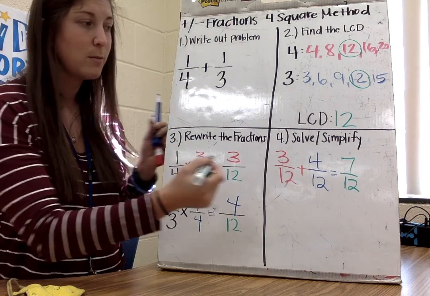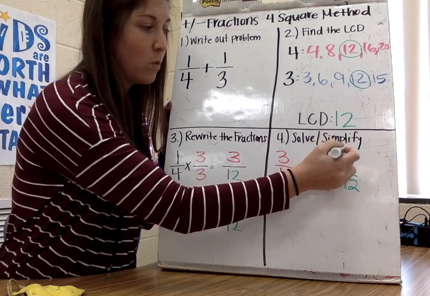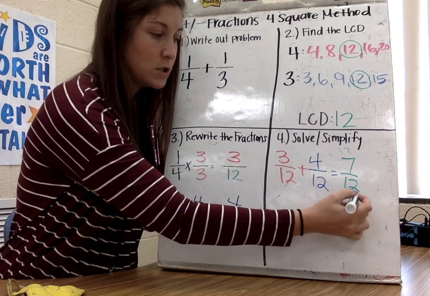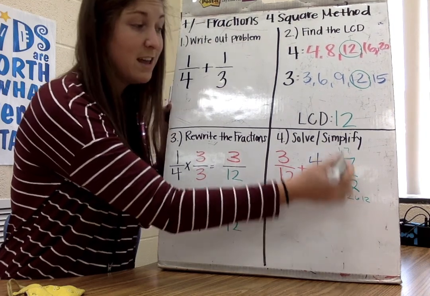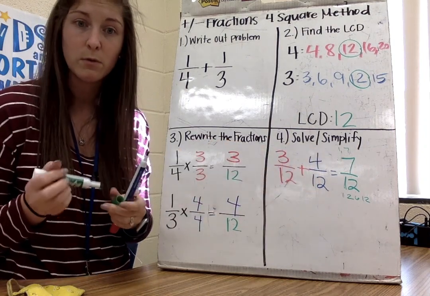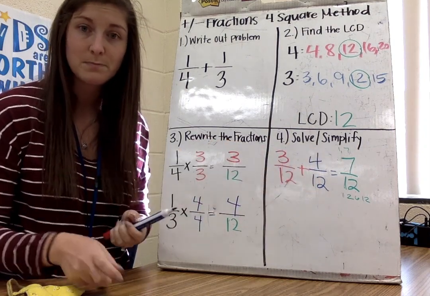Well, if I think about the factors of 7, I have 1 and 7, and the factors of 12 are 1, 2, 3, 4, 6, and 12. They don't have anything in common. 7 is a prime number, so therefore this cannot be simplified.